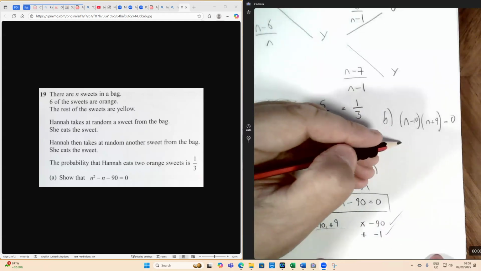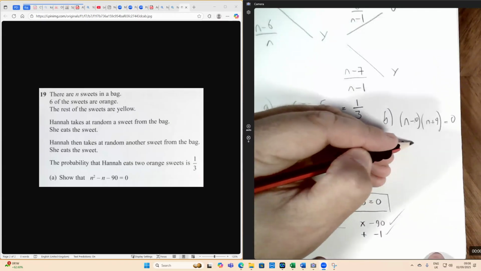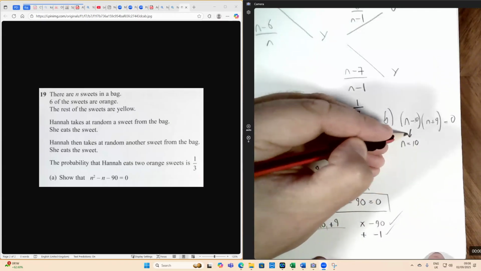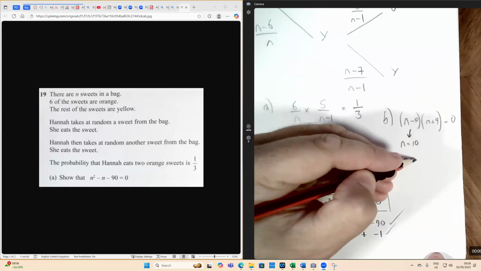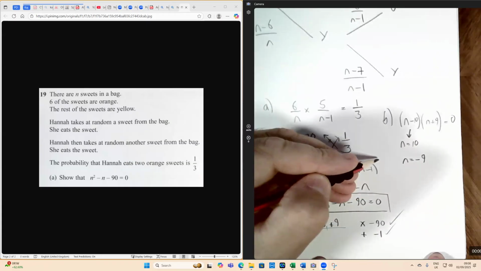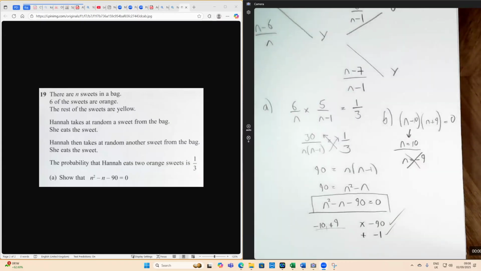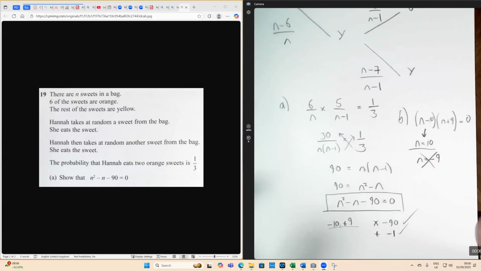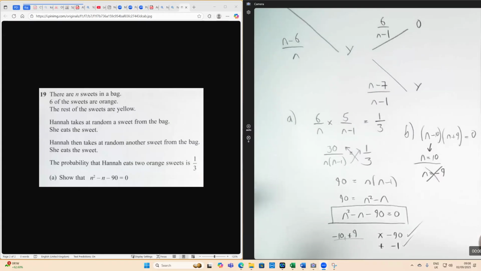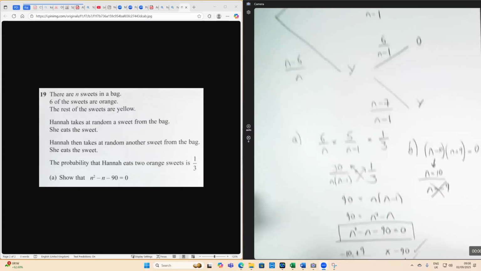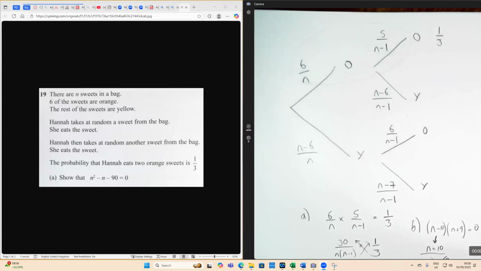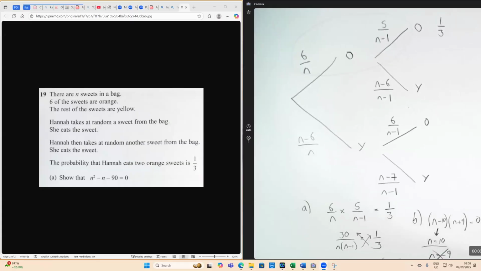So that means solving this now, either n is equal to 10 or n is equal to minus 9. And we're going to rule that out because there's no such thing as minus 9 sweets. Having minus 9 sweets does not make sense in this context. I hope that you found that helpful. That's our introduction to the slightly more, well, a lot more difficult tree diagrams with algebraic fractions.